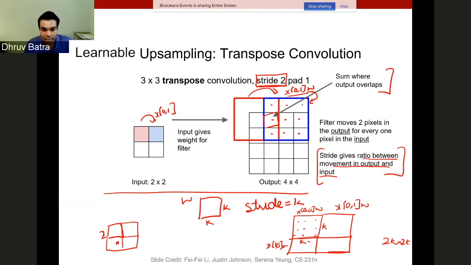What about padding? How does that affect output? I'll get to that in a couple of seconds.